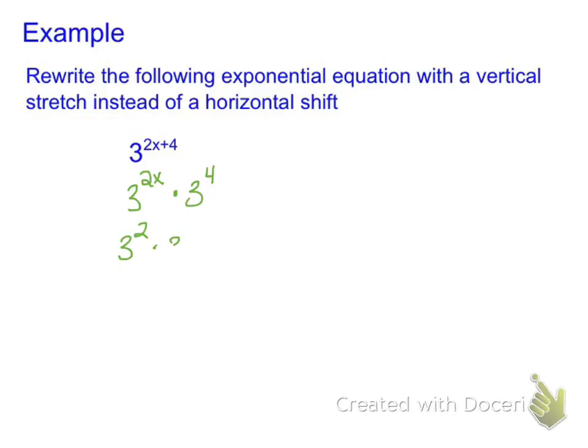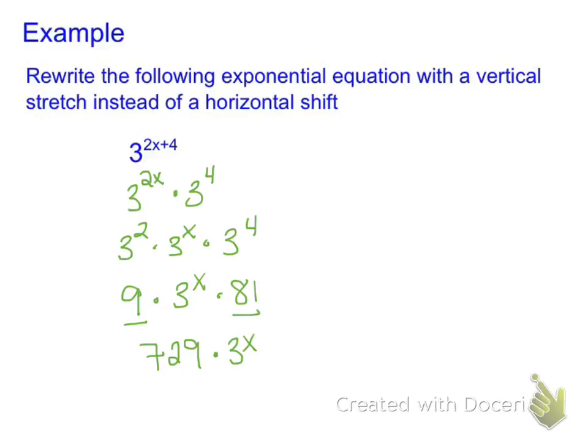From there, you can even separate it even further. So 3 squared times 3 to the x power times 3 to the 4th. And so this will lead us into 3 squared being 9 times 3 to the x times 3 to the 4th, which is 81. Then I can go ahead and multiply that 9 times 81 to get my vertical stretch to be 729 times 3 to the x. And that would be my final answer. The only time that you'll have a fraction is when that plus sign is actually read as a minus or a negative.